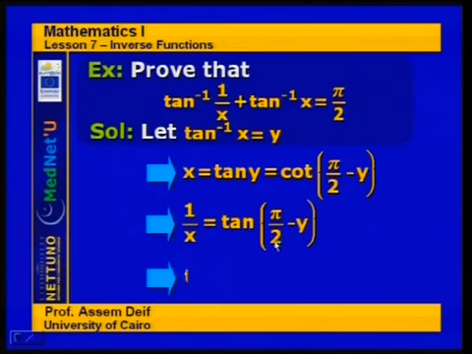In other words, π/2 minus y is equal to tan⁻¹(1/x). So what you get finally is that π/2 is equal to y, which is tan⁻¹(x), plus tan⁻¹(1/x). And actually, this is what you were asked to prove. So tan⁻¹(x) plus cot⁻¹(x) is equal to π/2.